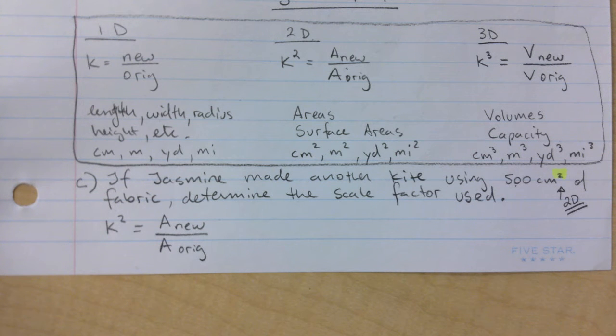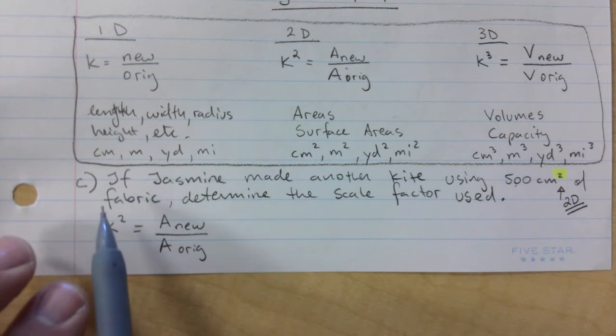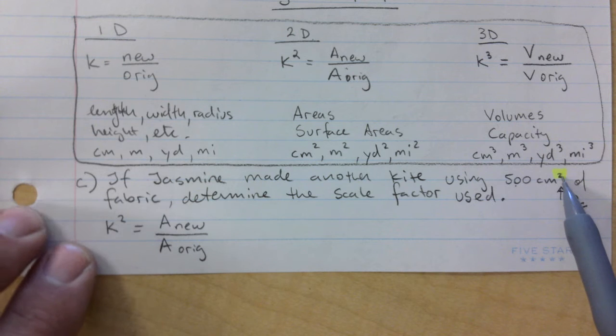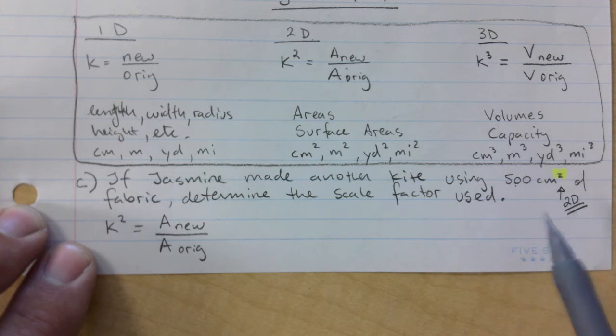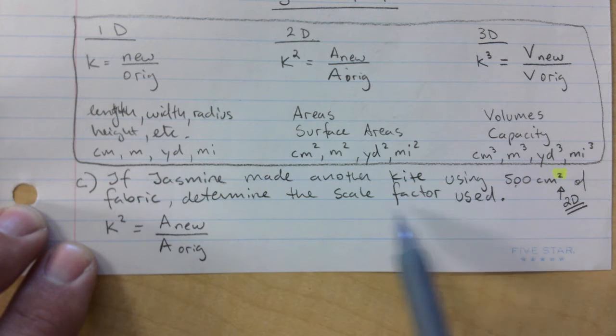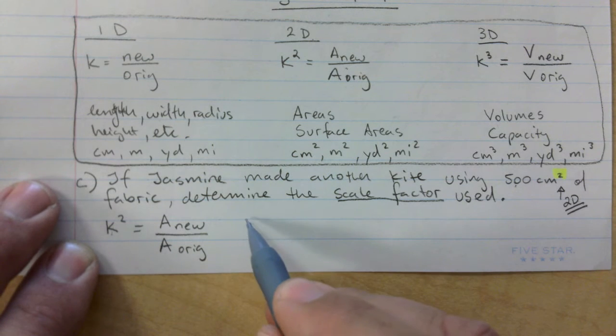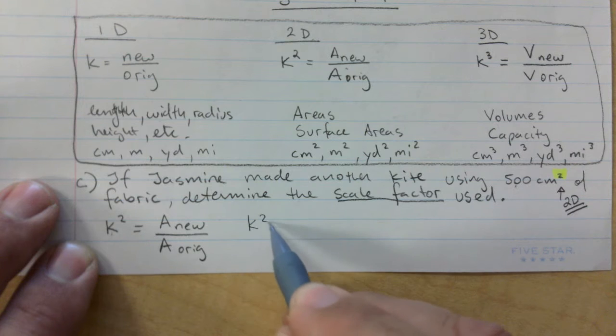Fortunately, the review part isn't on there, but okay, so we know it's 2D because of the units. We're still talking about the original question, right? So what are they asking us for? The scale factor, right? So this is going to be our unknown. So let's substitute in what we do know.